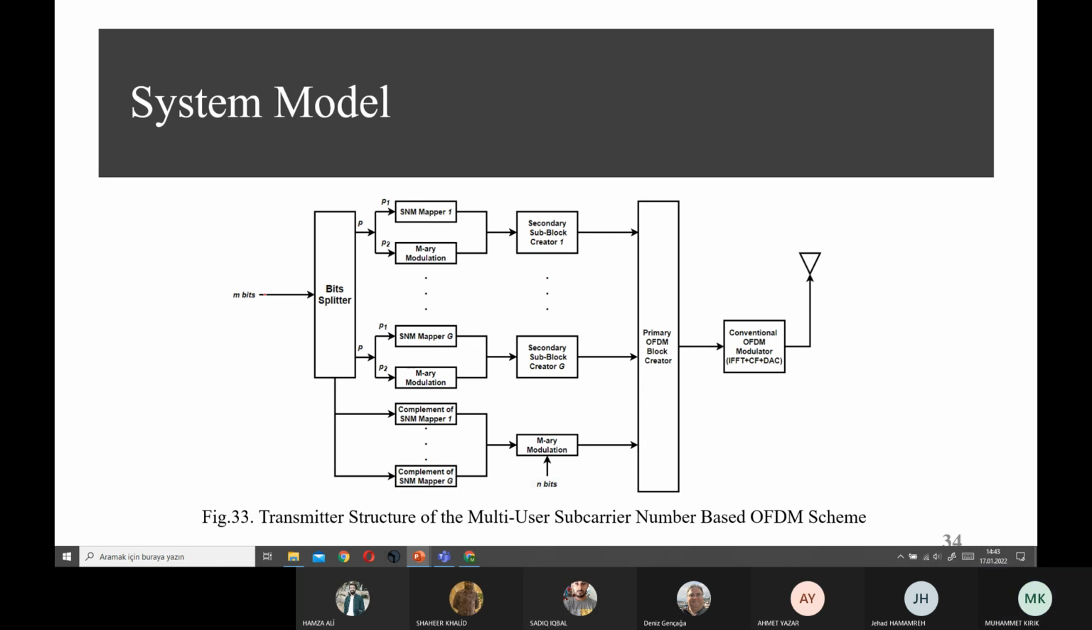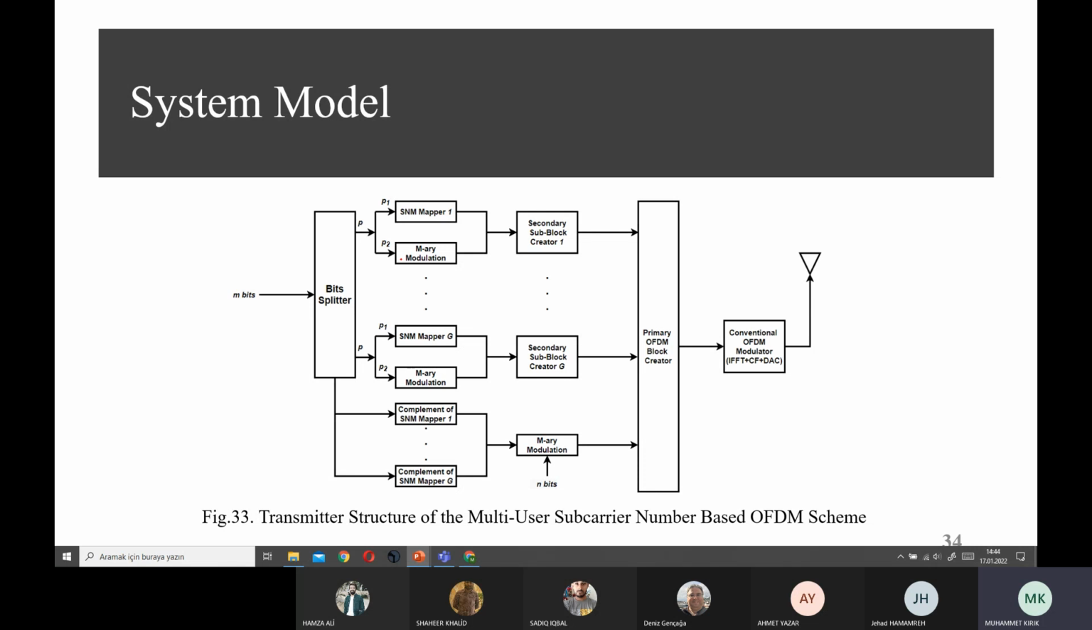Again, we have M bits for the far user, and we are putting these M bits into the bit splitter. And in this case, since we are using an OFDM system, we need subblocks. So we are dividing the M bits into G different subblocks, and each of these subblocks has P bits, and these P bits are divided as P1 and P2. P1 is the SNM mapper, and P2 is the conventional M-ary modulation techniques proposed in the literature.